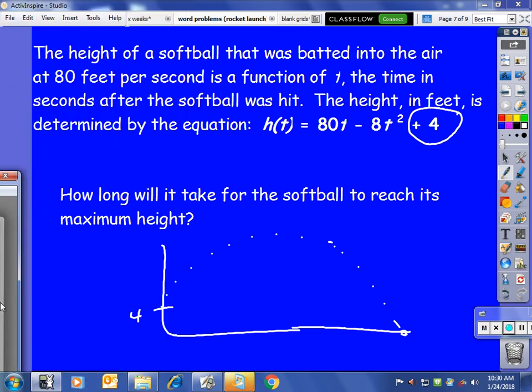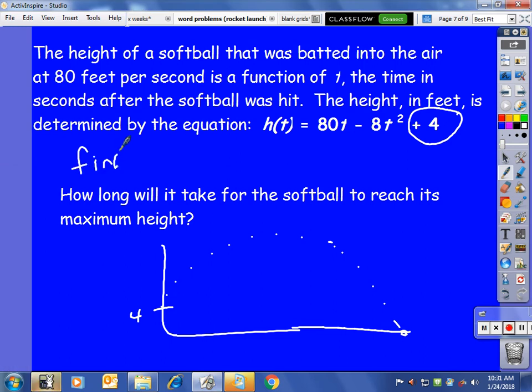I'm going to ask you a question. You've got to determine: am I looking for a 0, a root? Am I giving you an x and want a y? Am I giving you a y and you want an x? So here's my first question. Find the maximum height of the softball. What do you think I'm asking for? A vertex. And specifically what part of it? Just the y value.